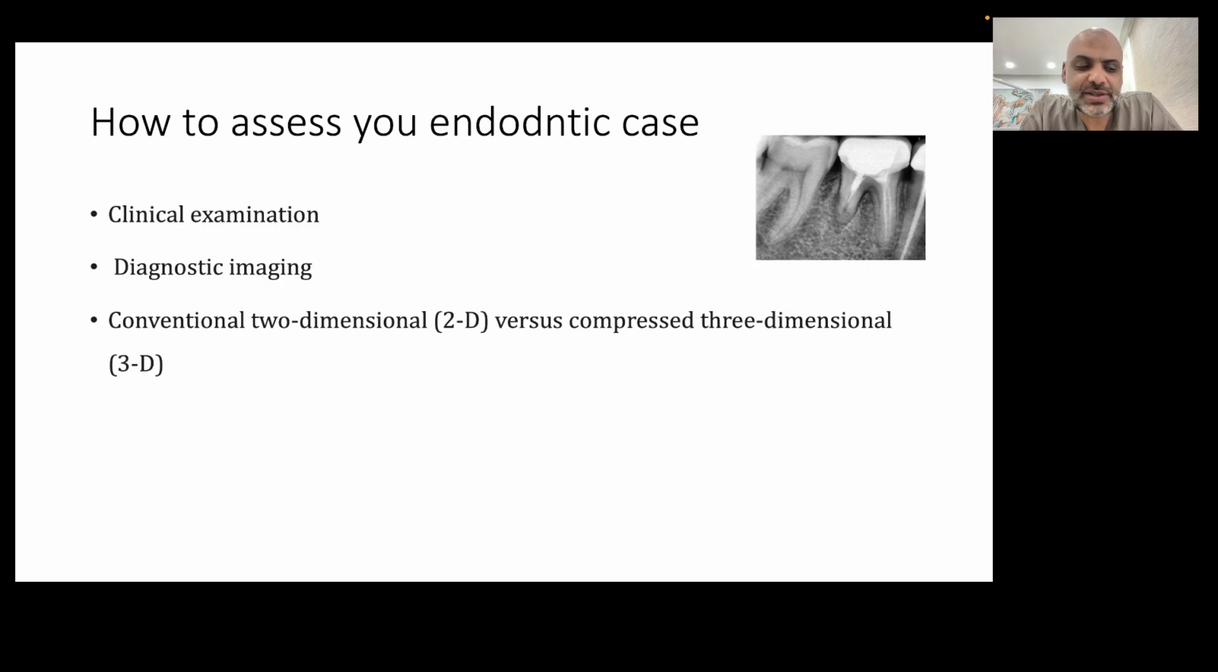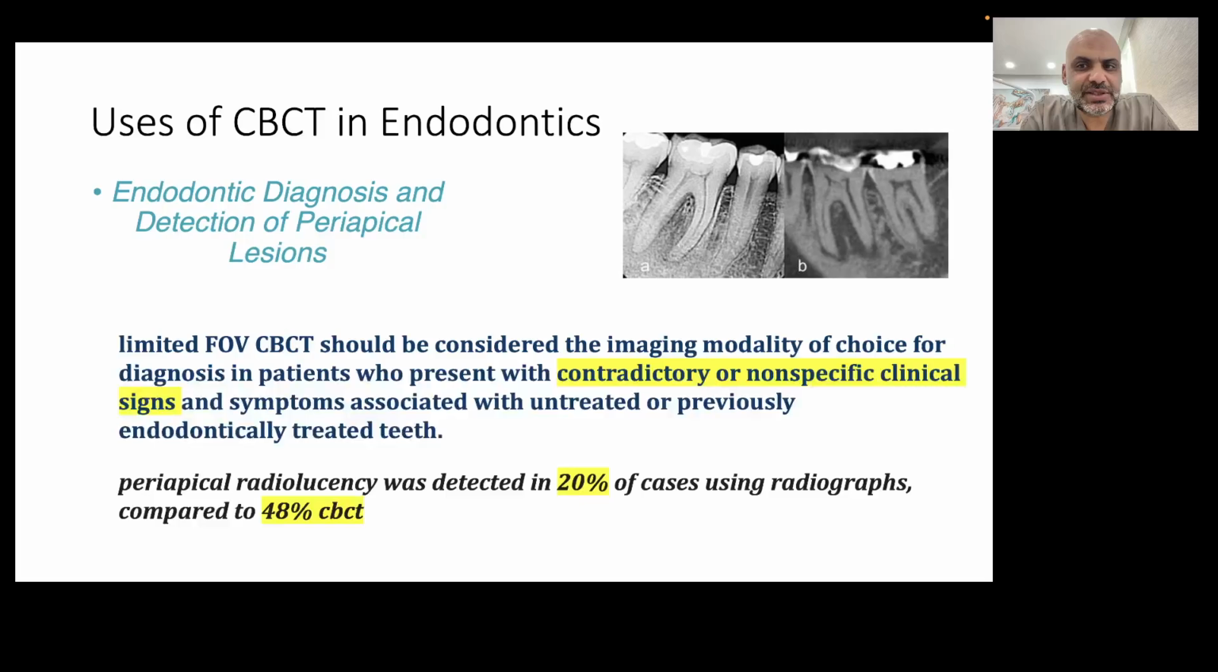الآن when we assess such an X-ray, we notice that there is a resorption in the distal root. So what is the level of the resorption, where the tooth will end, what other parameters might affect us, if there's any fracture in the root. All this information we can obtain from the CBCT. For the uses of the CBCT, we start with the endodontic diagnosis and detection of periapical lesion.